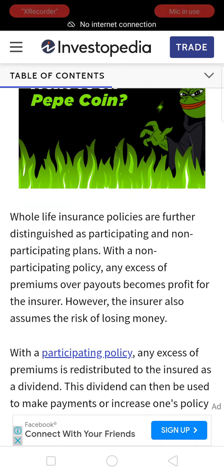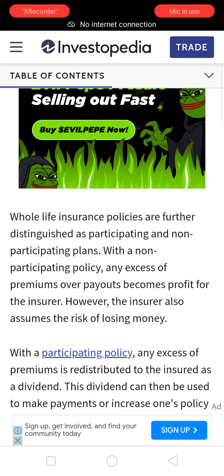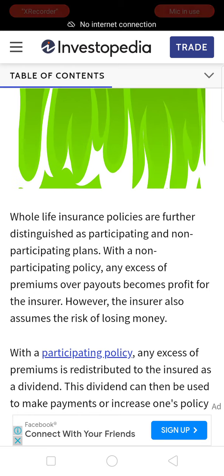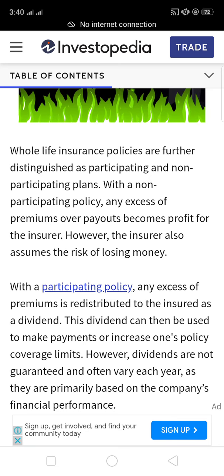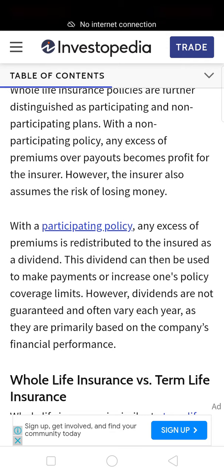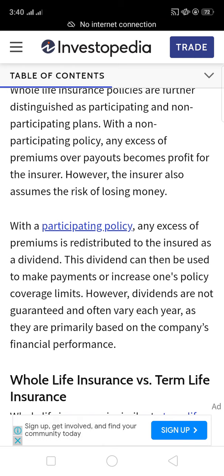Whole life insurance policies are further distinguished as participating and non-participating plans. With a non-participating policy, any excess of premiums over payouts becomes profits for the insurer. However, the insurer also assumes the risk of losing money. With a participating policy, any excess of premium is distributed to the insured as a dividend. The dividend can then be used to make payments or increase one's policy coverage limits. However, dividends are not guaranteed and often vary each year as they are primarily based on the company's financial performance.